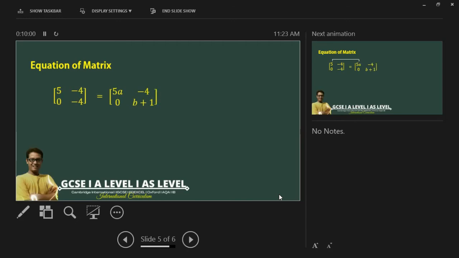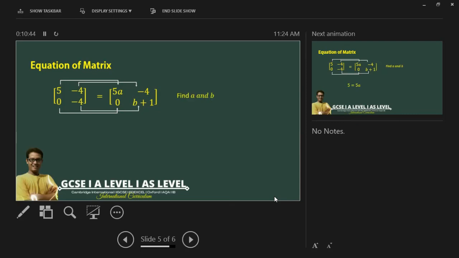Listen, we have the key point for how to process a matrix equation: the corresponding elements. So what is the meaning of corresponding elements for this equation of matrix? Do you agree? 5 corresponds to 5a, minus 4 corresponds to minus 4, 0 corresponds to 0, and the last, minus 4 corresponds to b plus 1. The question is to find a and b.